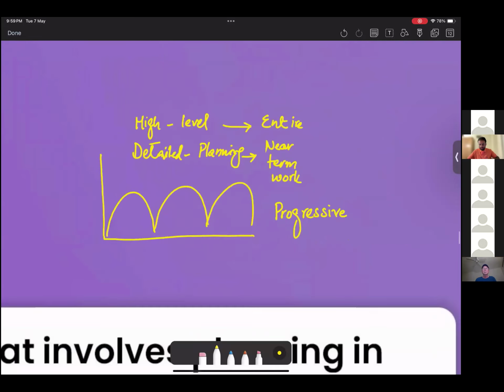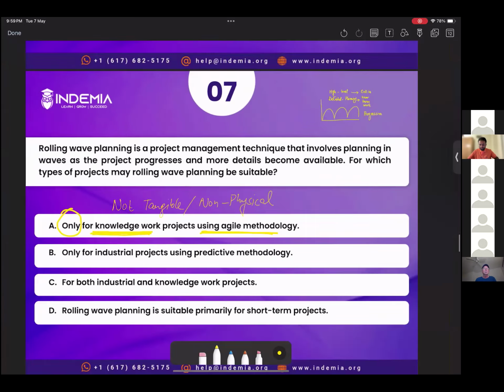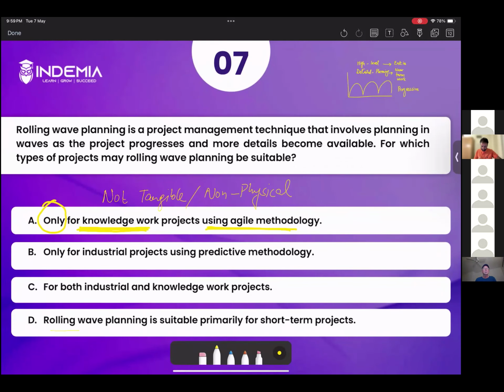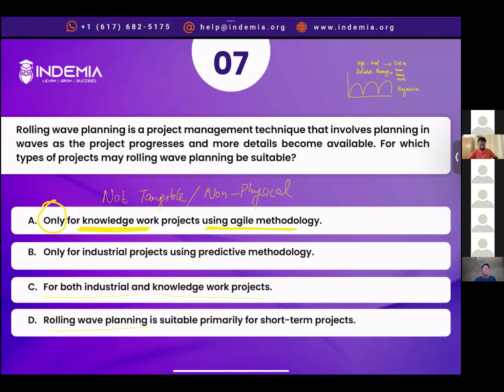So the correct option here is that in predictive projects, rolling wave planning is suitable for both industrial and knowledge work projects. You can use rolling wave planning regardless of whether it is knowledge work or industrial work. It depends on the duration of the project. If duration is long, you will be doing high-level planning and detailed planning for near-term work. Correct answer is option C. Let's read the explanation.